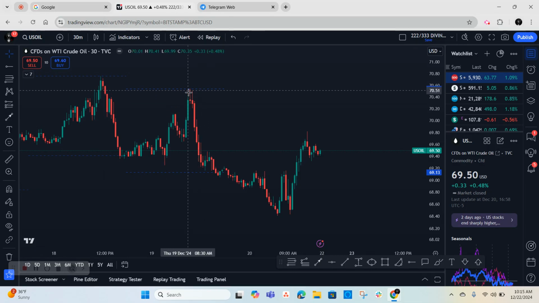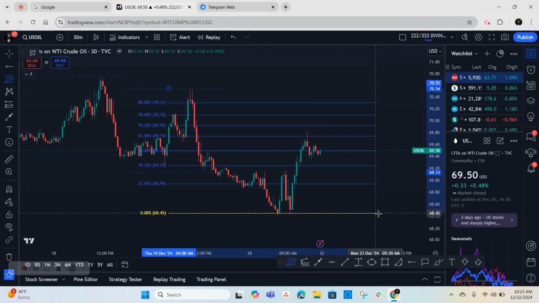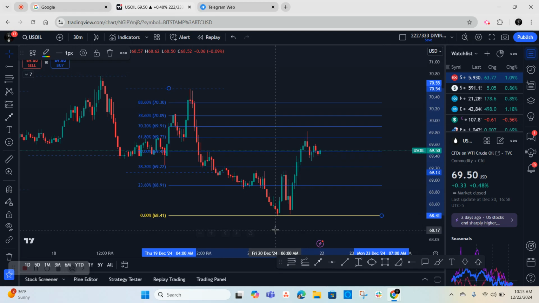All right, look at U.S. oil, previous day high, previous day low, liquidity sweep, push back in. Same patterns showing up over and over. 50%, 61%. All right, watch this.